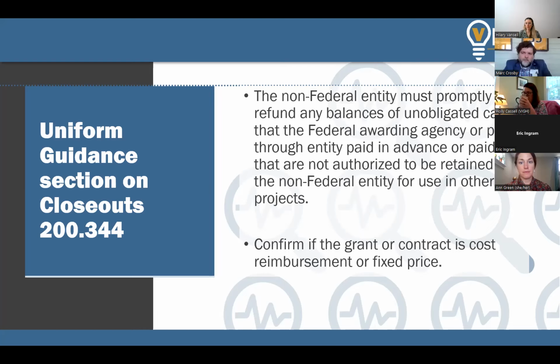So if you can just enter that in the chat box. Okay, it looks like we've got a couple folks that have participated in closeouts, one as a sub and the other as a prime. Has anyone else participated in a closeout?